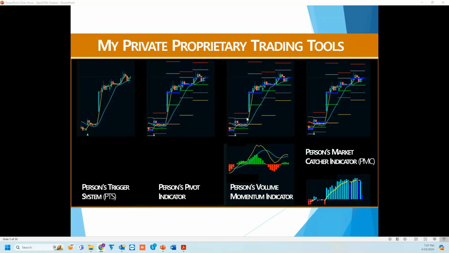So many of you are familiar with a lot of my private proprietary trading tools. We have the PPS indicator. It's an arrow that points buy and sell signals on triggers. Thinkorswim, many of you are familiar with Thinkorswim. It's the PPS indicator.